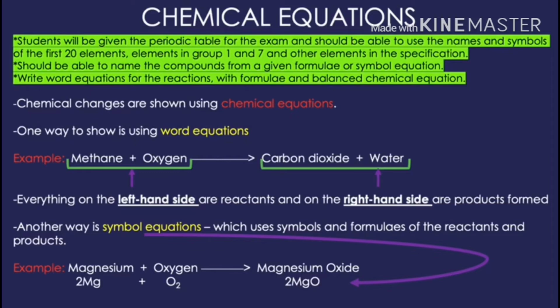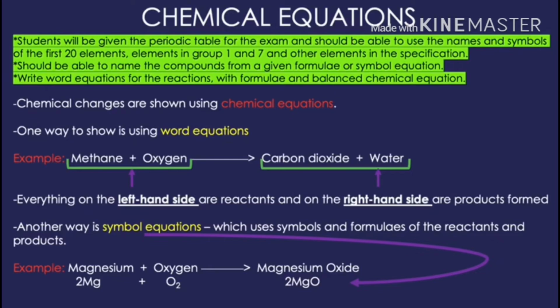Students should be able to use the names and symbols of the first 20 elements, elements in group 1 and 7, and other elements that are included in the specification. Students should also be able to name compounds from a given formula or a symbol equation. And finally, write word equations as well as balanced chemical equations for the given reactions.